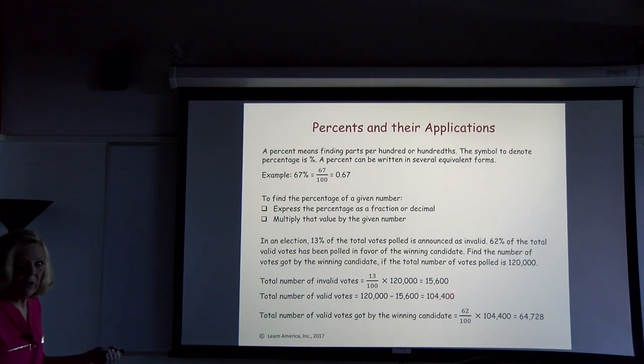Another way of doing it, which involves only one step after you get the 87%, is to take 87% of the 120,000, again getting you the 104,400. And then to get the number of valid votes for the winning candidate, I want 62% of the number of valid votes. And that's your answer.